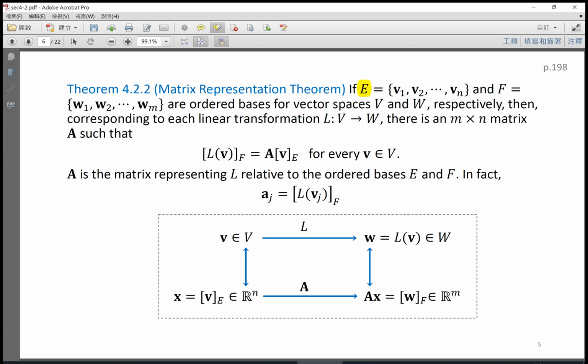If E is a basis for the vector space V, and F is a basis for vector space W, then for each linear transformation L from V to W, there exists a matrix A of dimension m times n, such that the coordinate of L of v with respect to basis F equals matrix A times the coordinate of v with respect to basis E for every v. Matrix A is called the matrix representing L with respect to bases E and F, and the jth column of A, denoted as Aj, equals the coordinate of L of vj with respect to basis F.